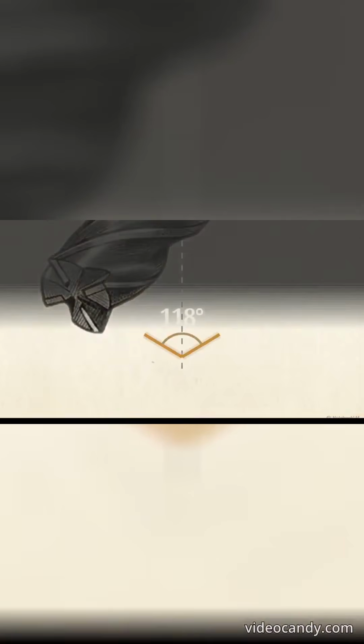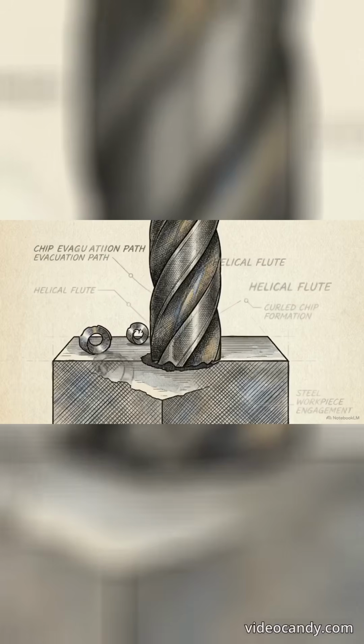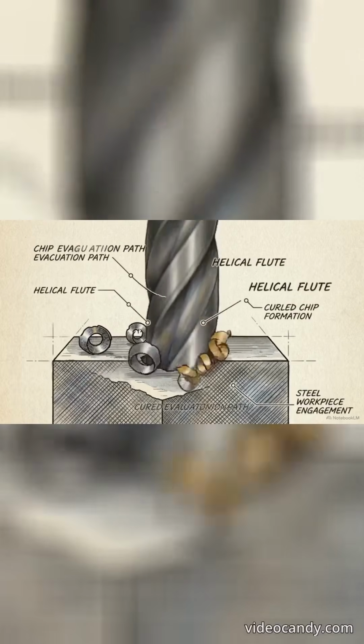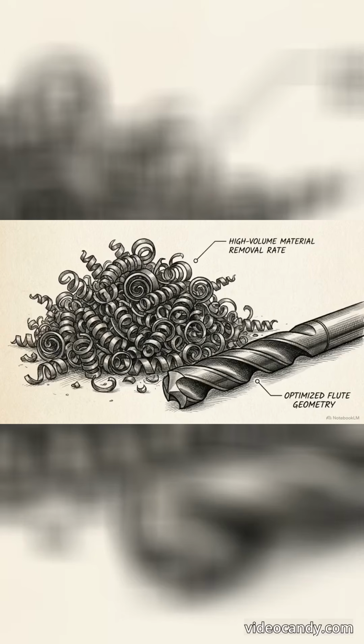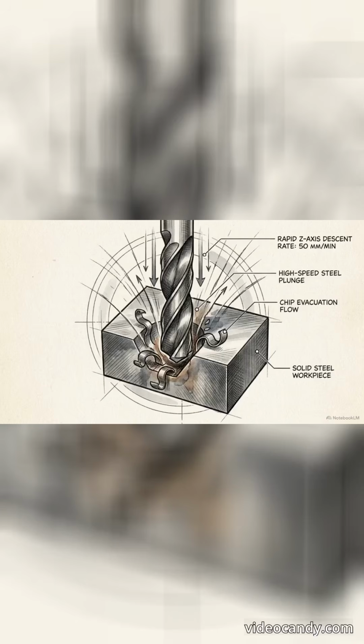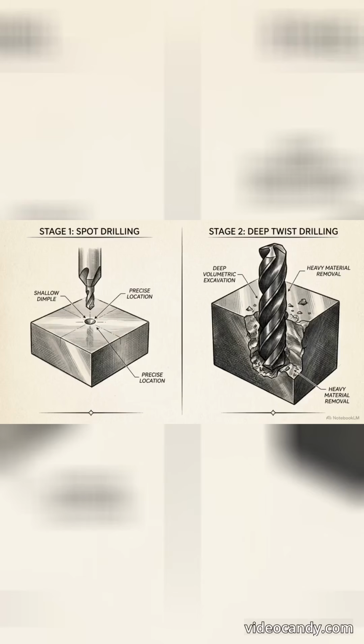Once the surface is accurately spotted, the high-volume excavation begins using the standard twist drill. The cutting action of a twist drill happens entirely at the tip. Most standard twist drills feature a conical cutting point engineered with a precise 118-degree angle, and a long helical flute to evacuate the metallic chips rapidly up and out of the bore.